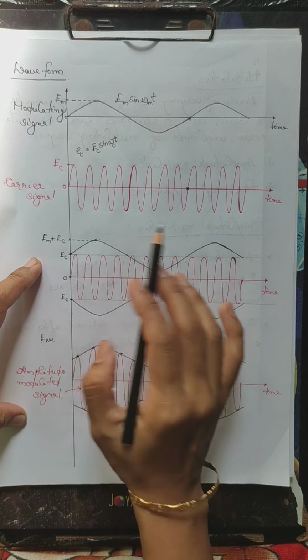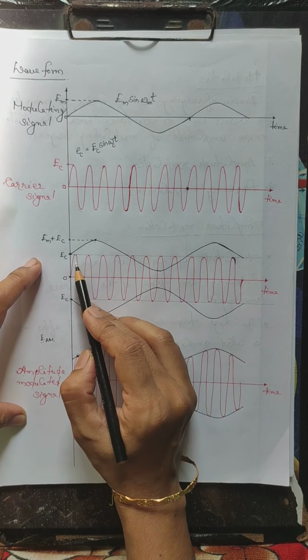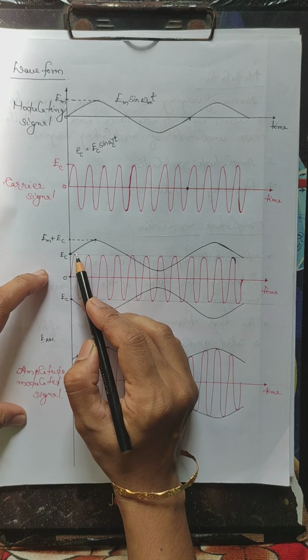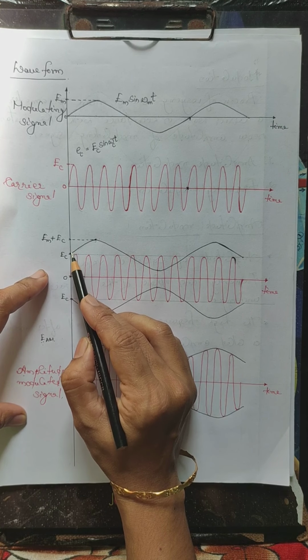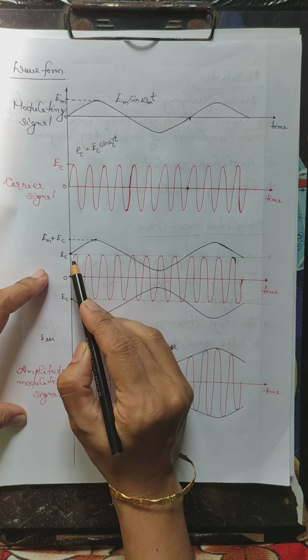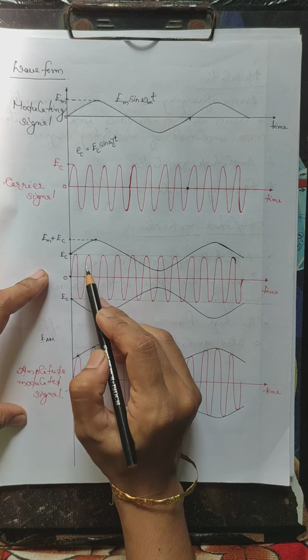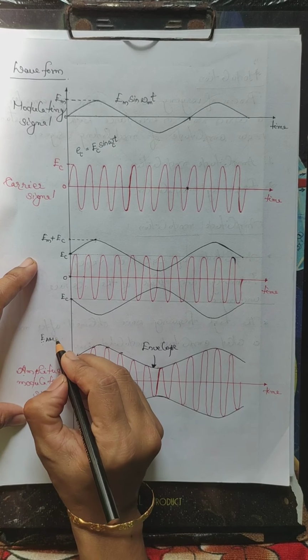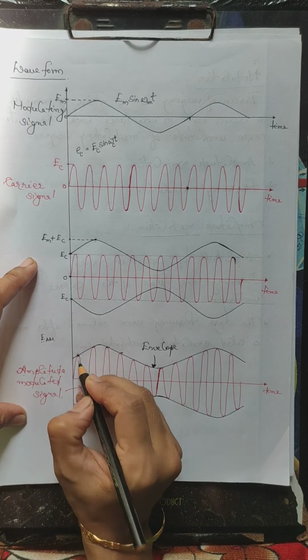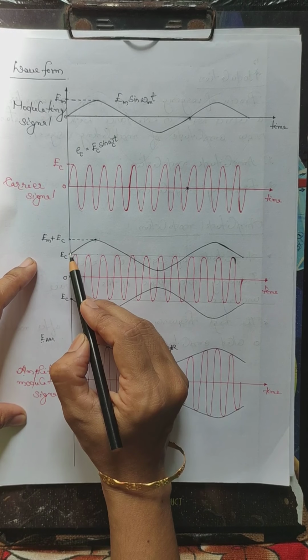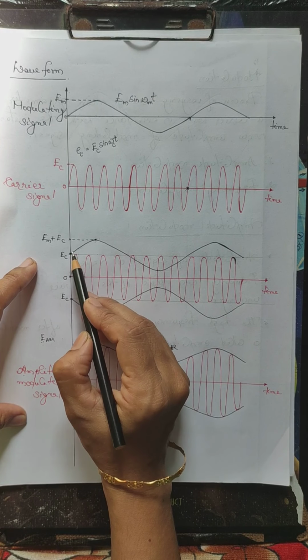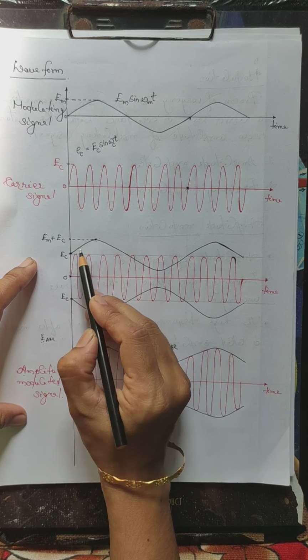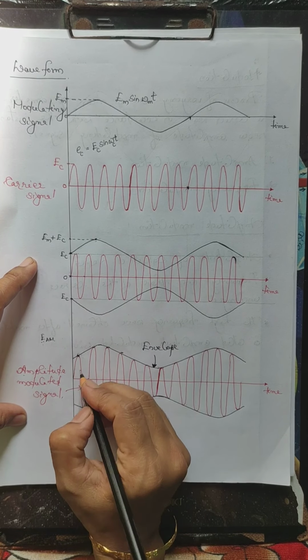So similarly we are actually adding the instantaneous amplitude of the modulating signal with the amplitude of the carrier. That is, we are getting this signal by adding the instantaneous amplitude of the modulating signal with the amplitude of the carrier.